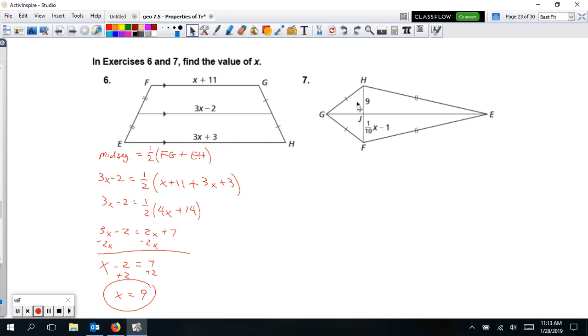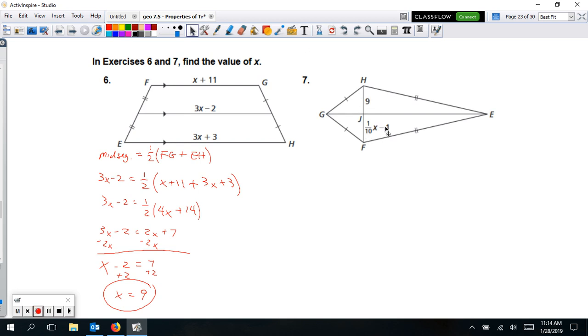Number 7, we have a kite. As you can see, the kite is clearly marked, so you have your two congruent sides up on top, and the two on the bottom are congruent. It shows us diagonals in this kite. It tells us that the diagonal here is 9 on this side and 1/10 x minus 1. So here's where that theorem that I was telling you about, that little extra piece that I gave you for free, this is congruent to this side. So these are congruent to each other.